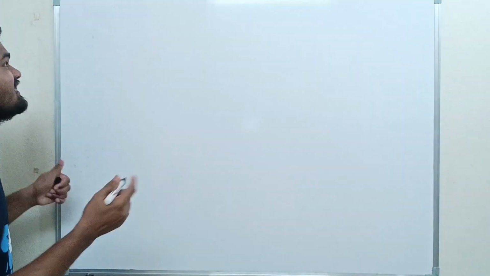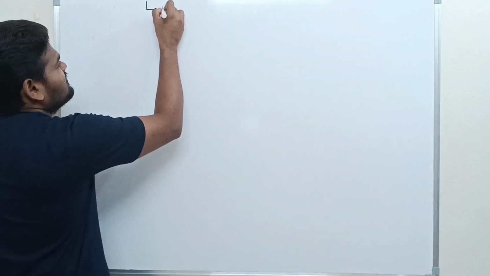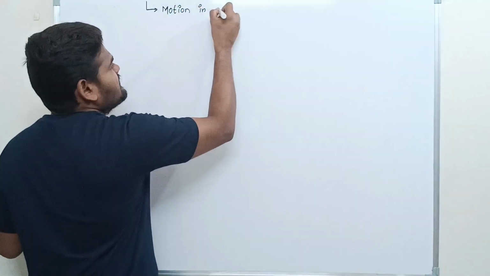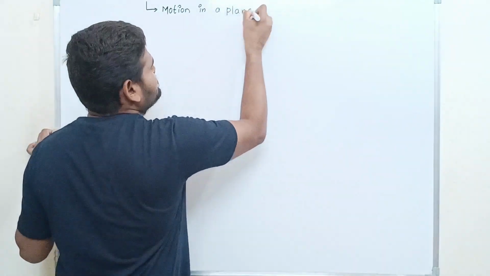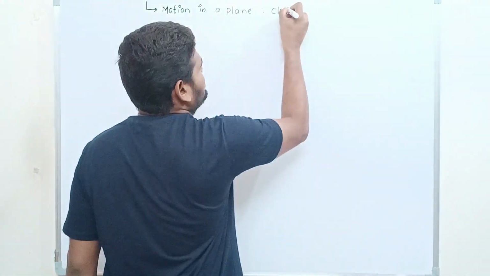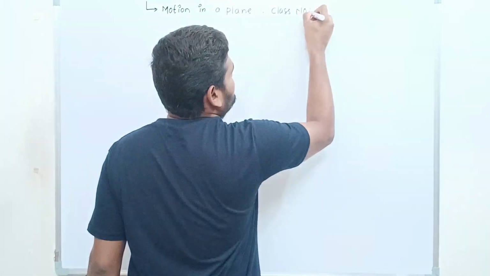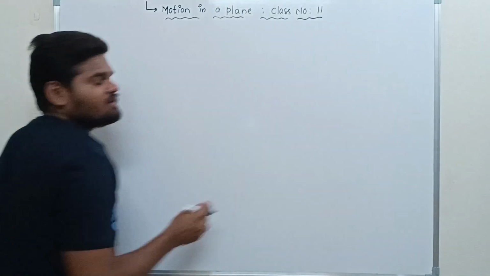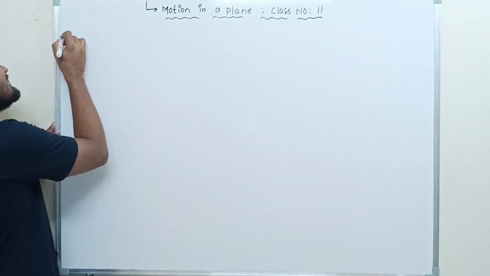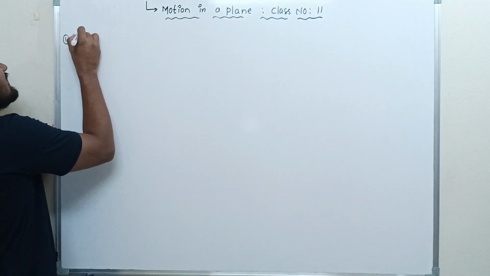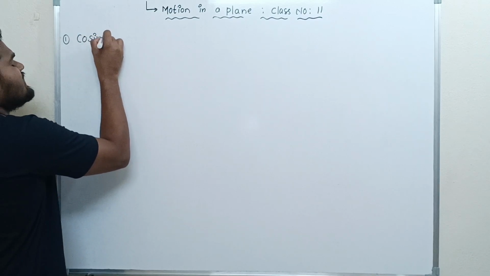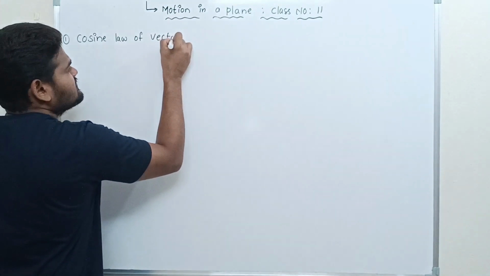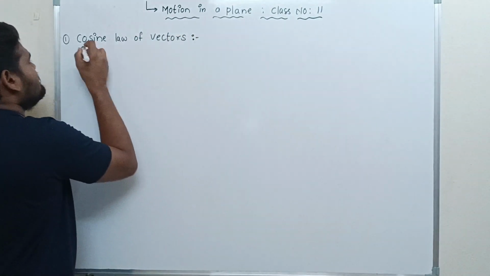Right. So what is the chapter going on? Motion in a plane. Okay, so what is the class number? This is class number 11, right? What is today's concept? Today's concept is the first one, cosine law of vectors. So this is our first topic.